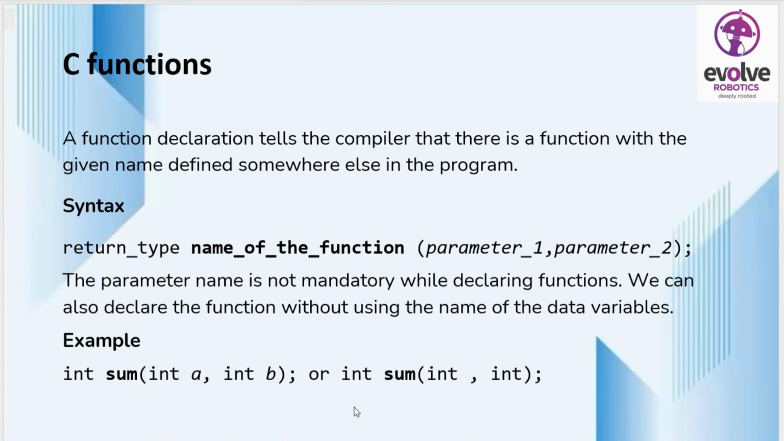Or we can also declare a function like this. The int is the return type, name of the function is sum. Inside the brackets, there is only the type of parameter; the name is not mandatory while declaring the functions. Okay. So we have to specify the return type, the function name, and inside the brackets the parameter type and parameter name. Also the statement is terminated with a semicolon. A function in C must always be declared globally before calling it.